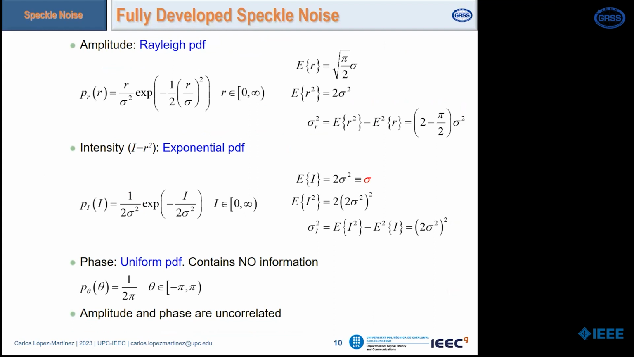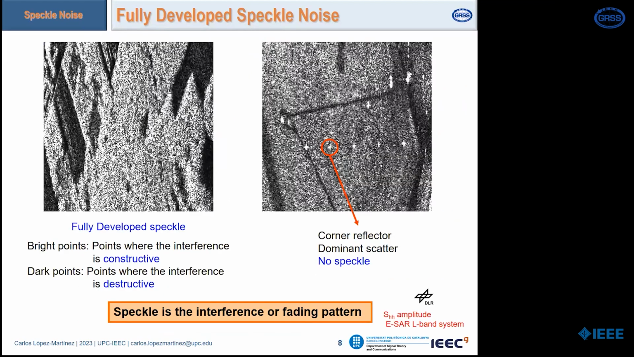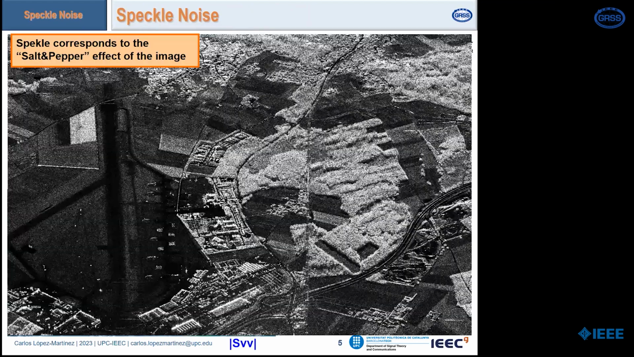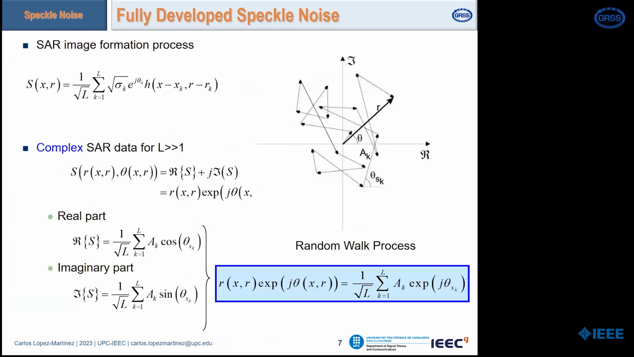Basically, you assume it everywhere except on bright points. You can assume it everywhere where you have a speckle as a first order approximation. We could talk about other more complex distributions, but in general, you can assume it in homogeneous areas.